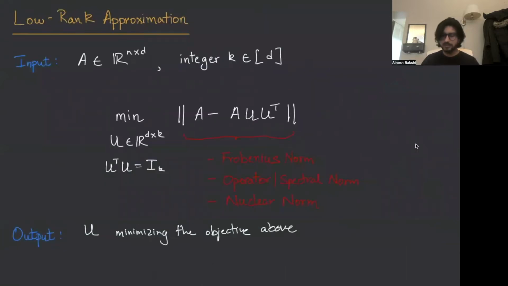We consider multiple matrix norms for this optimization problem. And in particular, we'll see results for the Frobenius norm, the operator or spectral norm, and the nuclear norm.